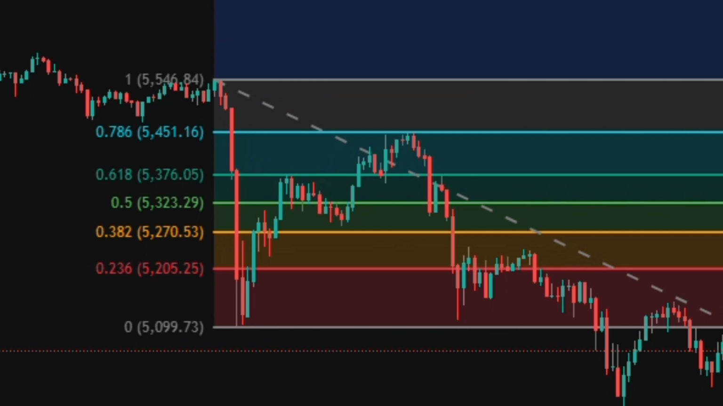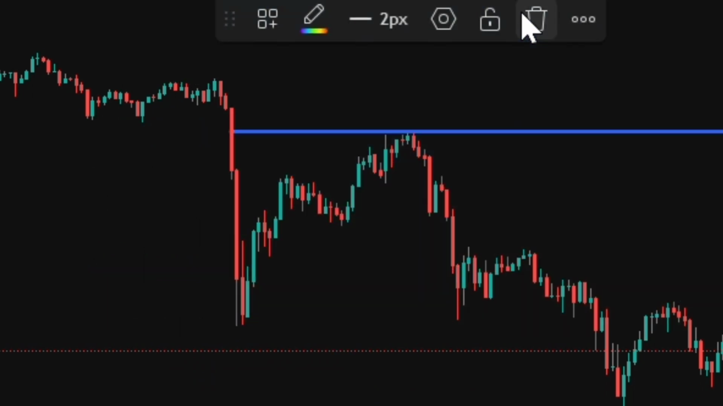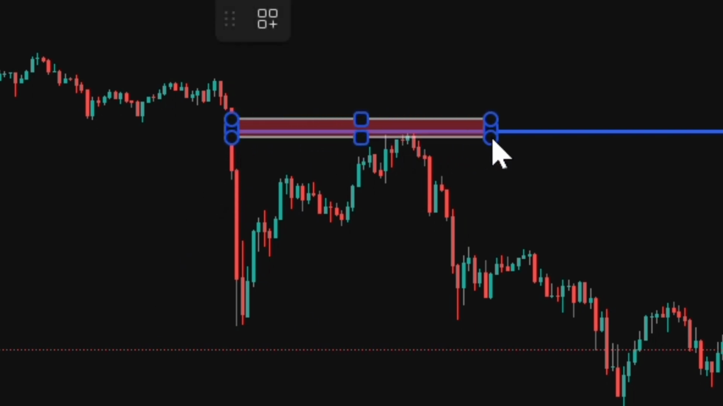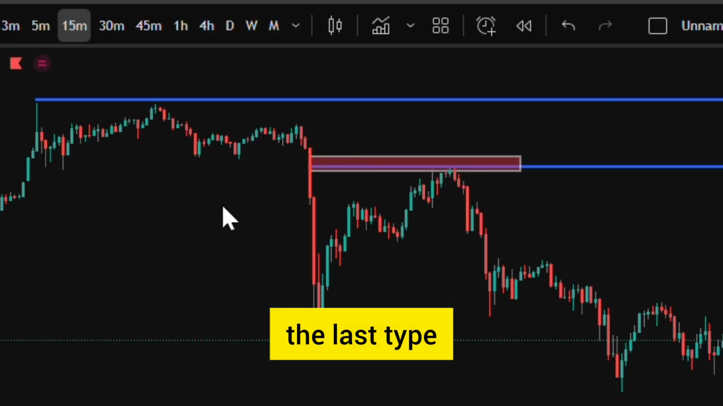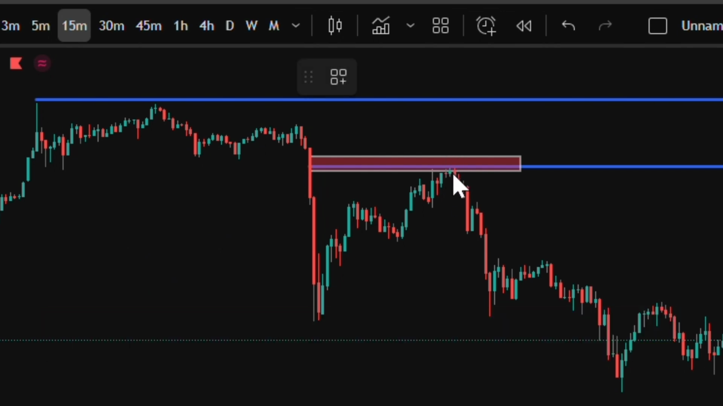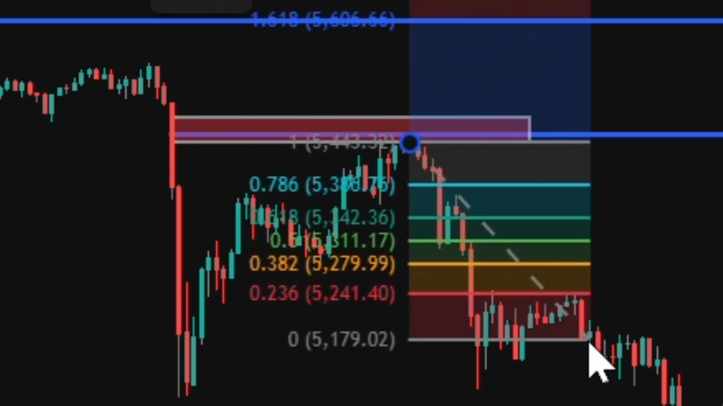0.786. We mark it. And do we have another confirmation? Yes, there is a fair value gap around here. So we mark that low and we take our tool. We want to know where we put our take profit. So we mark the last high, which was this one. So we take our Fibonacci retracement from our entry. Then 1.618 should touch that line.